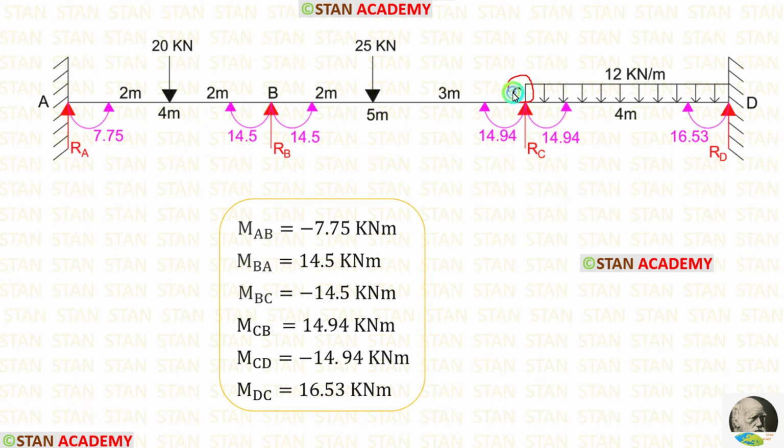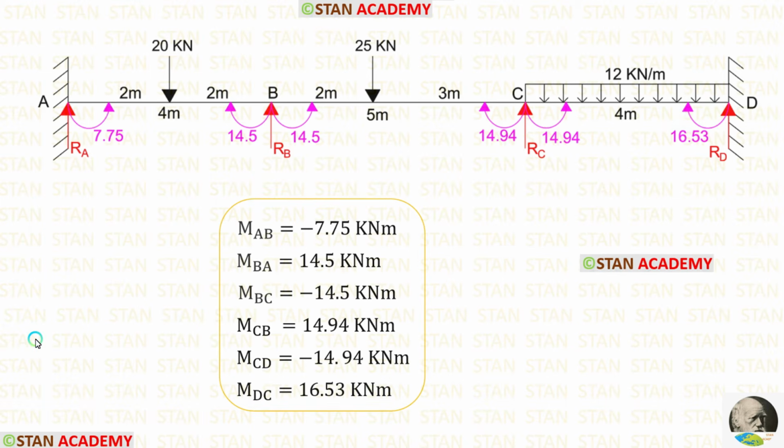At point C also, we have two moments. For MCB, we are getting a positive value because it is acting in the clockwise direction. For MCD, we are getting a negative value because it is acting in the anticlockwise direction. Finally, for MDC, we are getting a positive value because it is acting in the clockwise direction.